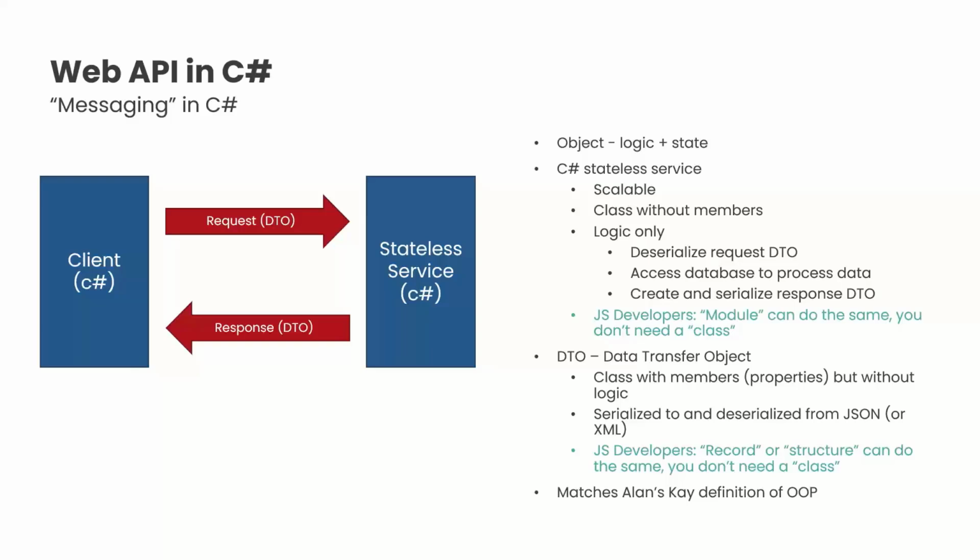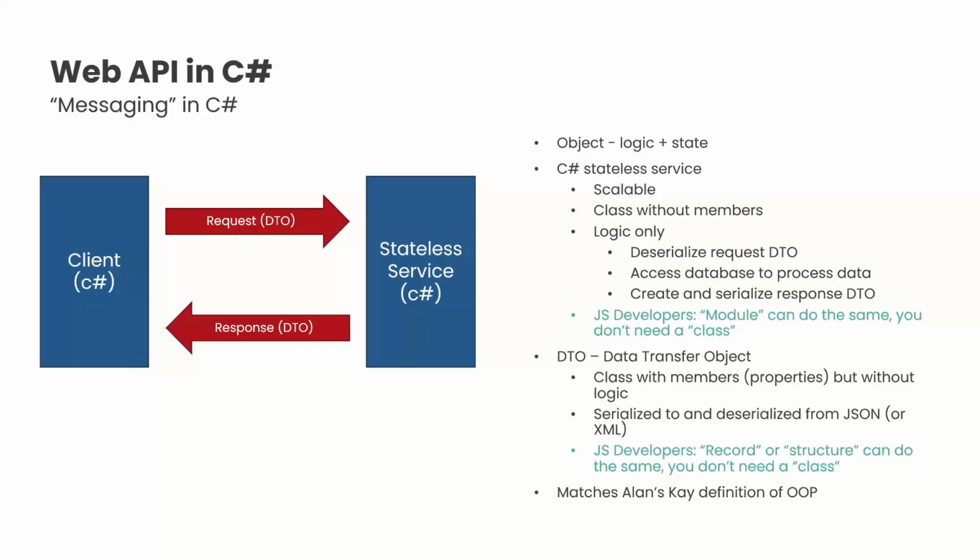What is interesting, when I saw one of these articles made by JavaScript developers, they said you don't even have to have any class-oriented language. This stateless service could be a module, and this object that you're sending through the network is a record or a structure. It again doesn't have to be a class, but it still matches this definition of Alan Kay of OOP. And we still have messaging, which was more important for him. So that's how those web applications look from outside. Stateless services, an object being sent that doesn't have any logic.